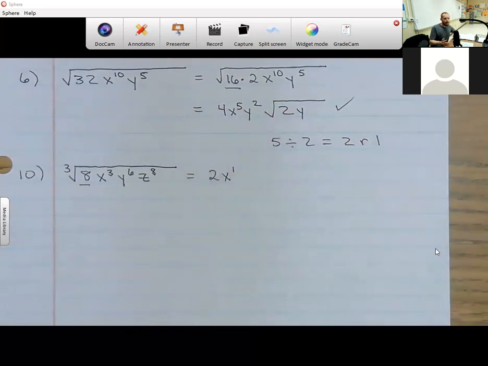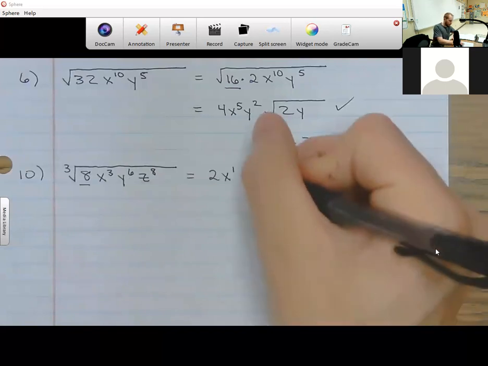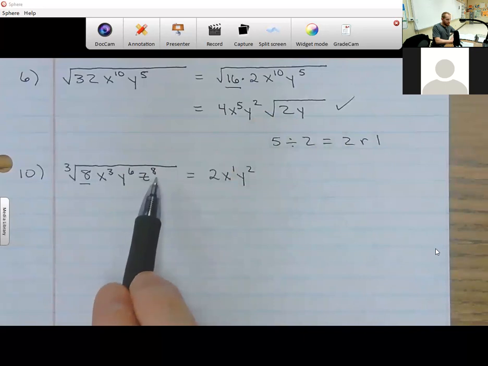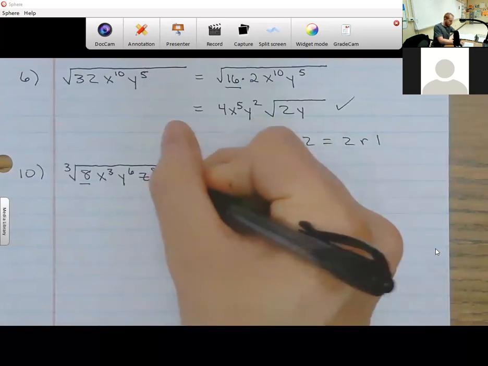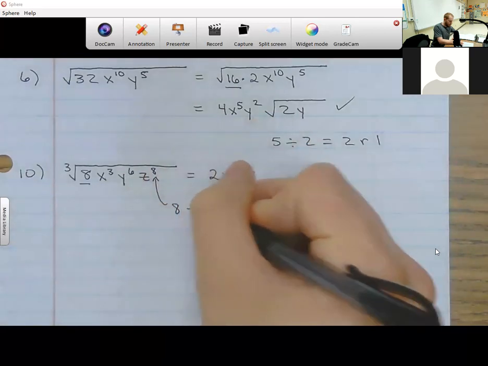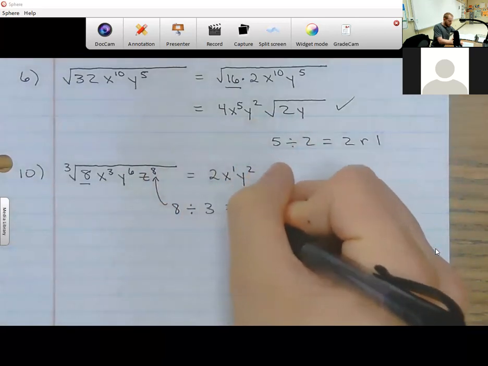Let's move on to the y's now. How many y's can I take out? What's 6 divided by 3? That would just be 2. So I can take out 2 y's. And then how many z's can I take out? That's going to be the trouble. But if you know how to divide using remainders, it shouldn't be so bad.